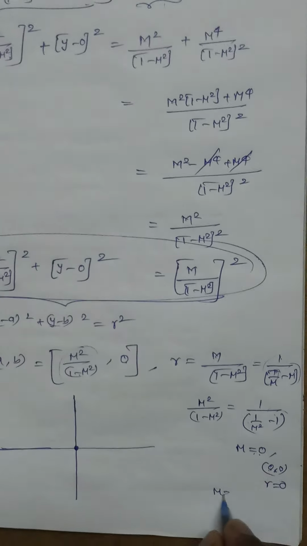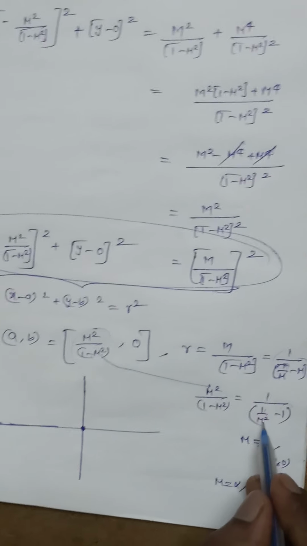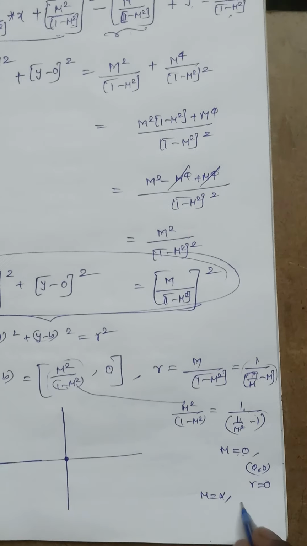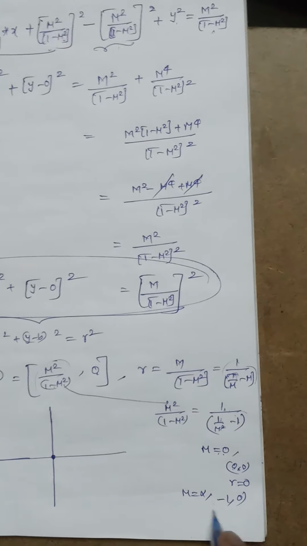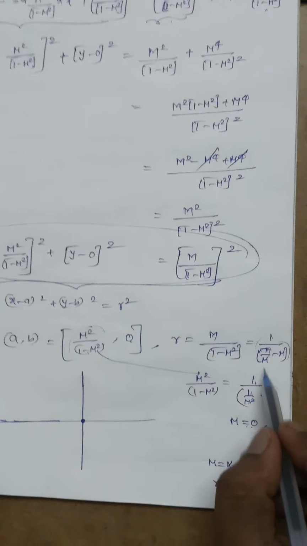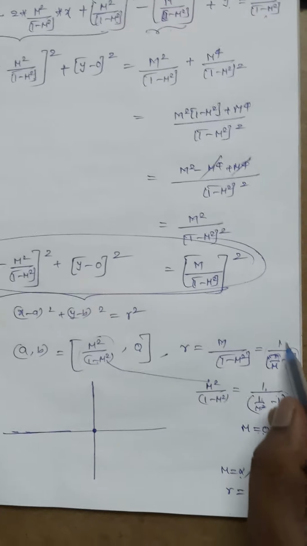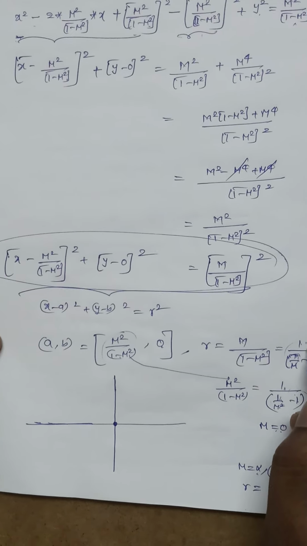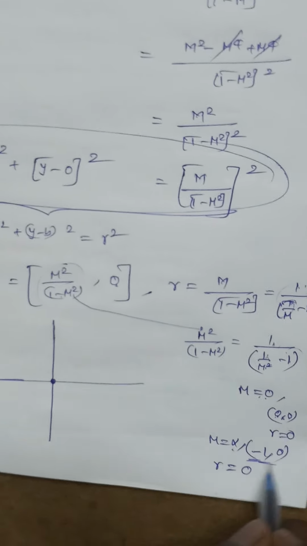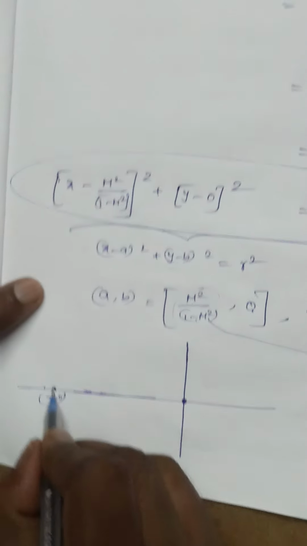Suppose m is equal to infinity, what is this one? M is equal to infinity means 1 by infinity, that is 0, so 1 divided by 0 minus 1 becomes minus 1. So the center is already 0, the center is minus 1 comma 0. And what is the radius here? If m is equal to infinity, I substitute 1 by infinity is equal to 0, so the total is 0. The radius is also 0, and the center is minus 1 comma 0.